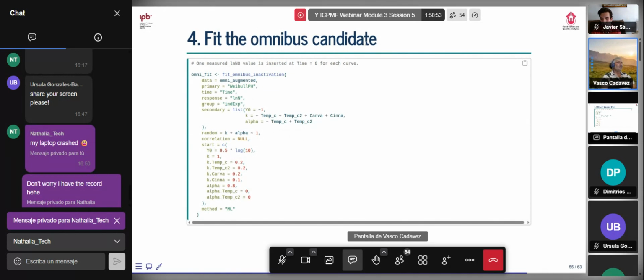Okay, so now to fit, you have the function fit omnibus inactivation. We need to give the data, the augmented data set that we prepared at the beginning. We need to define the primary model. I don't remember exactly. It's a Weibull specification that we have in the package. The time, the response, the group. The group is important, so we need to define the group.